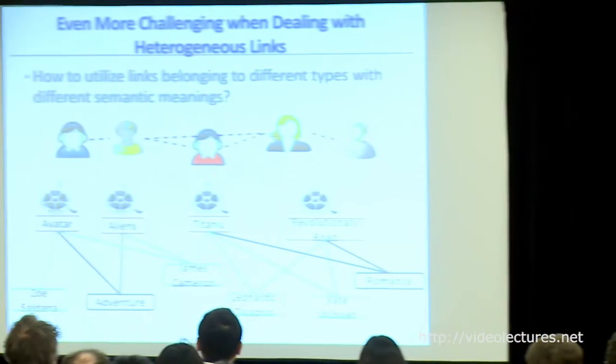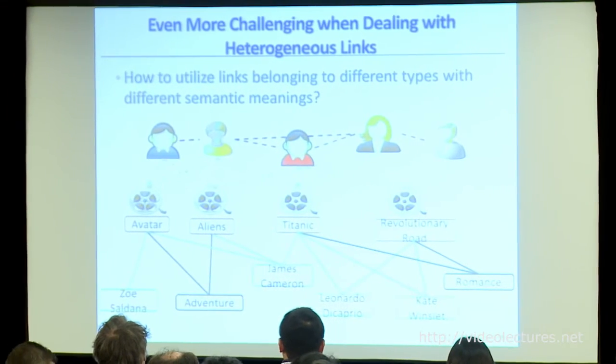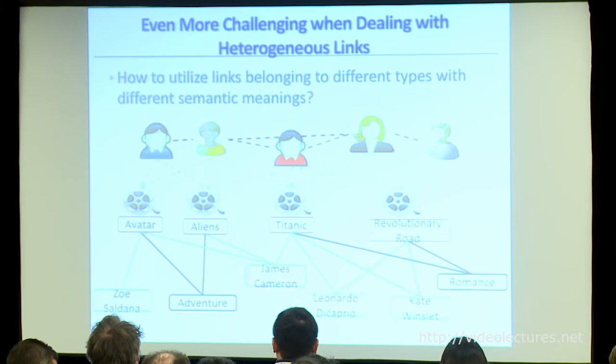How we can utilize those multiple types of link information is pretty challenging, right? So this is a heterogeneous information network we try to illustrate here. You can consider it's kind of a movie network. And in this network, definitely we have movies, right?